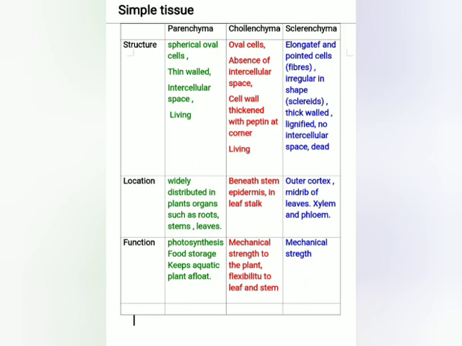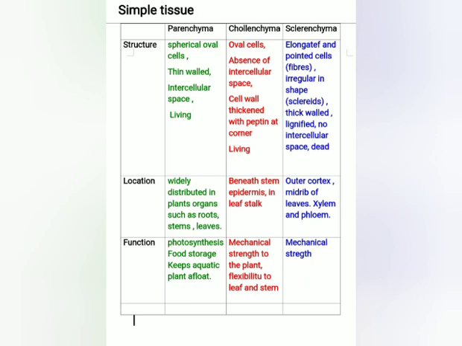Next is collenchyma. Collenchyma cells are either circular, oval, or polygonal in shape and are living in nature. They are joined together without any intercellular space. They are thickened at the corners due to the deposits of additional wall matter such as cellulose and pectin. They mainly provide mechanical strength and flexibility to the leaf and stem.